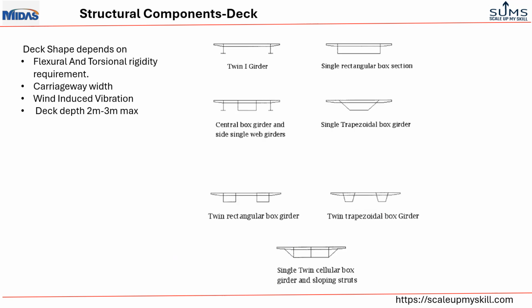This is another main component of a cable stayed bridge, the deck. The deck shape varies based on its requirement for flexural and torsional rigidity and its carriageway width, and whether it is sensitive towards wind or not. Based on that, the shape and size of the deck is determined. Usually the depth of the deck is 2 meter to 3 meter, and there are various arrangements of the deck as you see here.